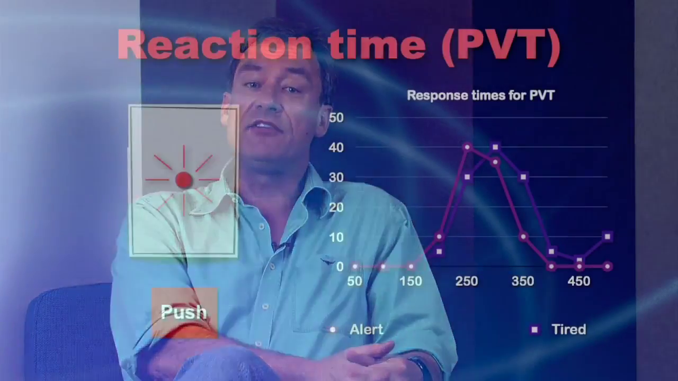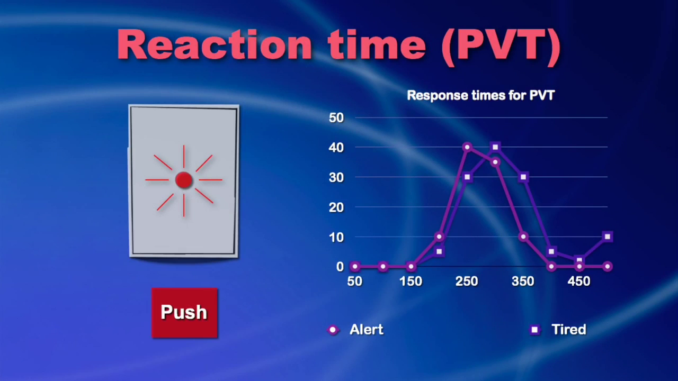This is an incredibly well-researched piece of technology and has been used in laboratory studies for nearly 20 years. It's a remarkably simple test. As you can see from the slide, there is effectively a small screen and a light goes on, and as soon as the light goes on, the operator is required to push the button with either the left or the right thumb, depending on whether they are left or right-handed.